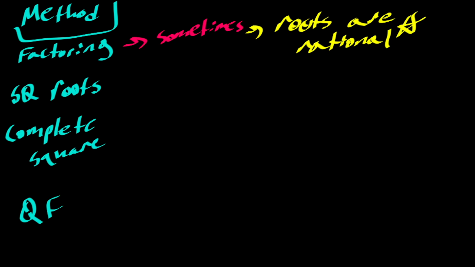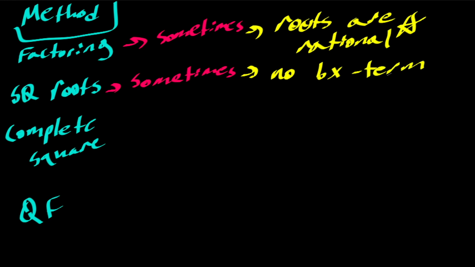All right? So now, square roots can also be used sometimes. Here's when you want to use this method. This method can be used pretty much any time when there is no bx term. So the roots can be rational, irrational, imaginary, but if there's no bx term, that's typically a tip-off to use square roots.